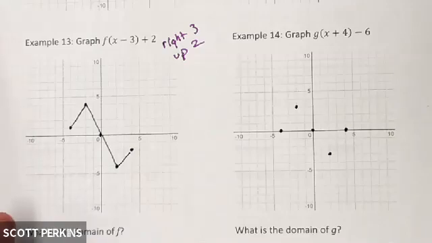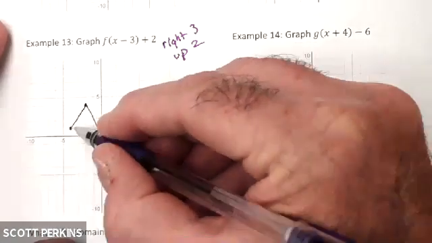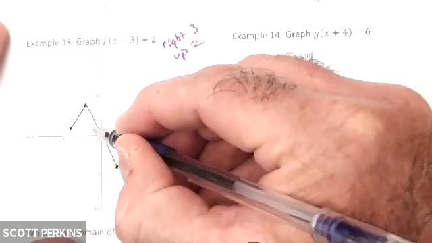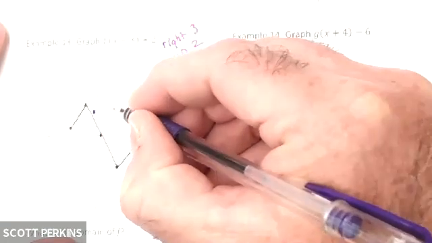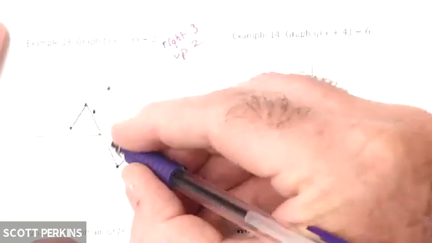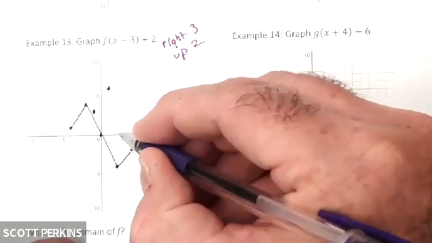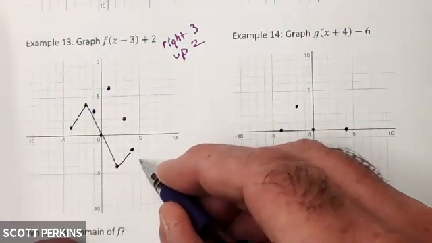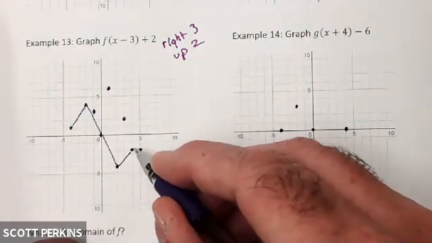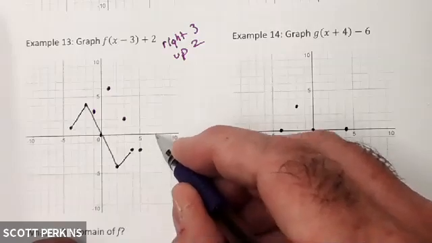So we're going to move right 3 and up 2. So 1, 2, 3 to the right, and then up 2. That's my first point. There's my second point. I'm going to take the origin, right 3 and then up 2. This fourth point, right 3, up 2. And then finally this last point, 1, 2, 3, and then up 2.